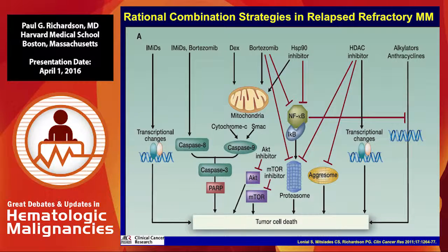This is a strong rationale for combination strategies. The big thing that's missing from this diagram is, of course, monoclonal antibodies.